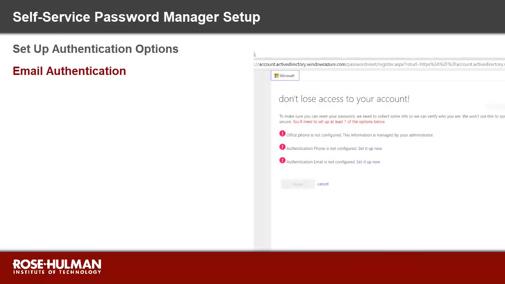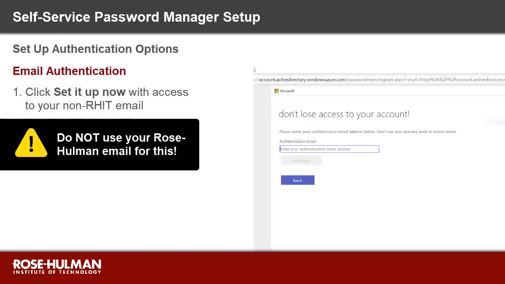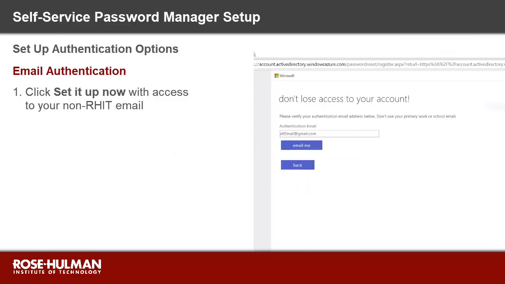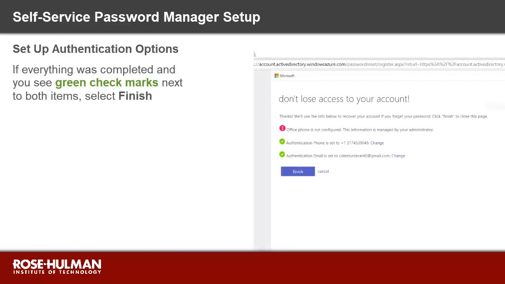For email authentication, select Set It Up Now and have access to your non-Rose-Hulman email account. Do not enter your Rose-Hulman email. Use an alternate email account such as Gmail or Yahoo that you actively use. Once entered, click Email Me and the process will send an email to that account and ask for verification to proceed. Once completed and you have green check marks next to both, select Finish.